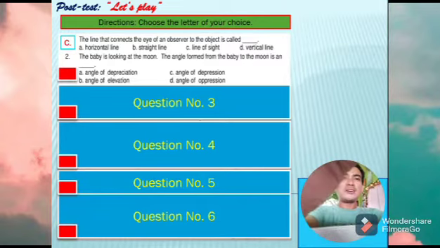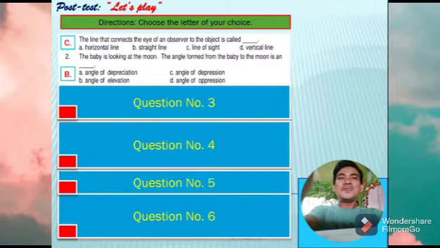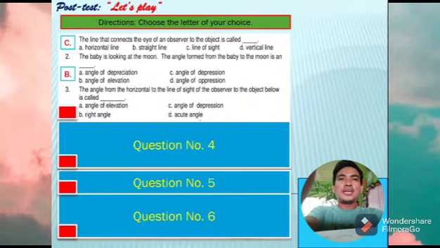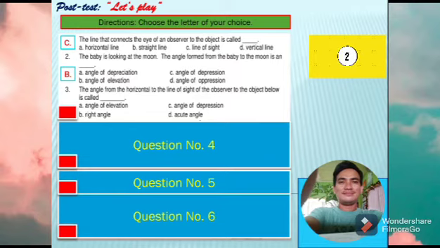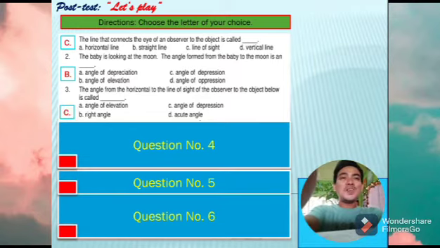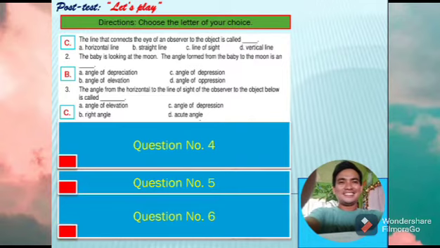And the correct answer is angle of elevation. Okay? Number 3. The angle from the horizontal to the line of sight of the observer to the object below is called... Go. And the correct answer is angle of depression. Alright, that's very good. You've got it.